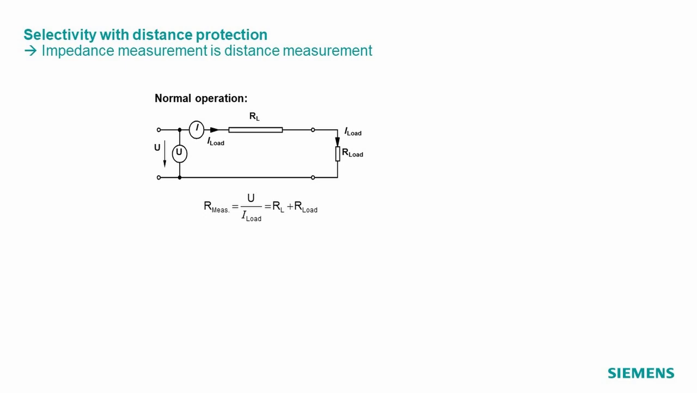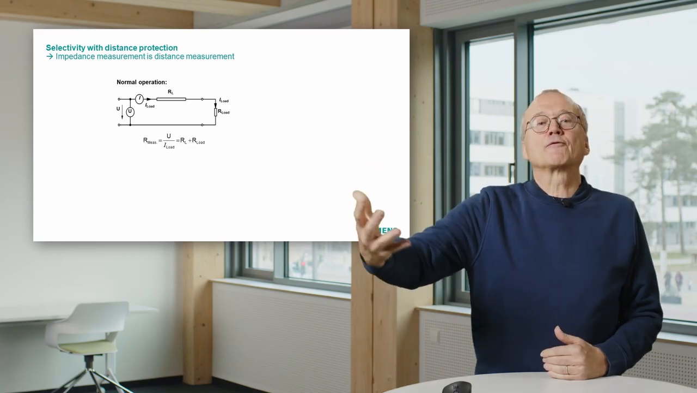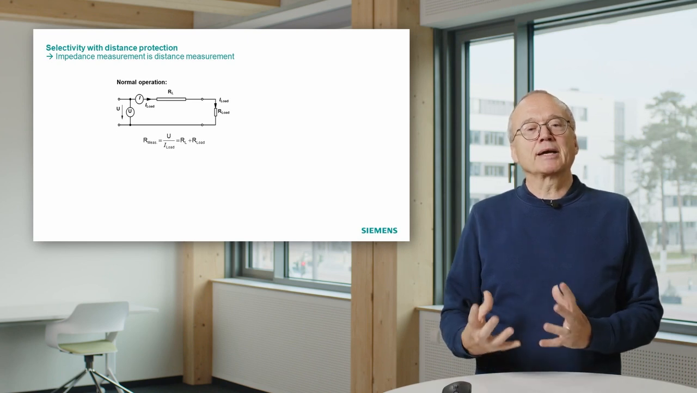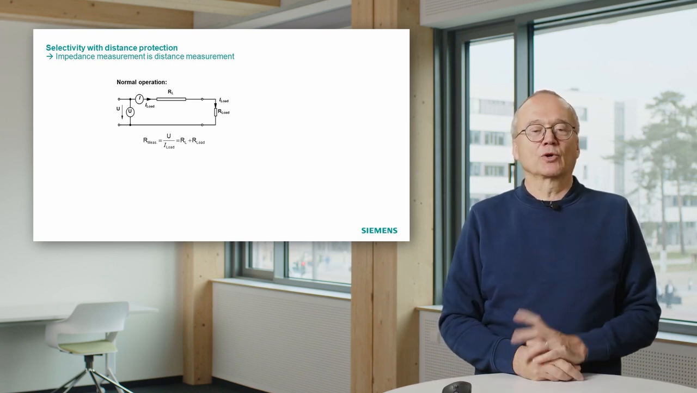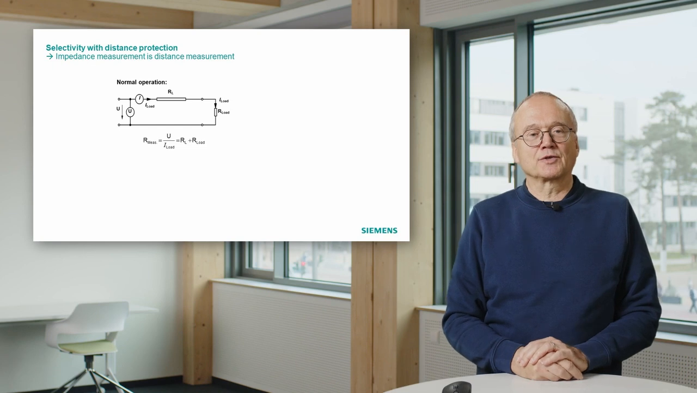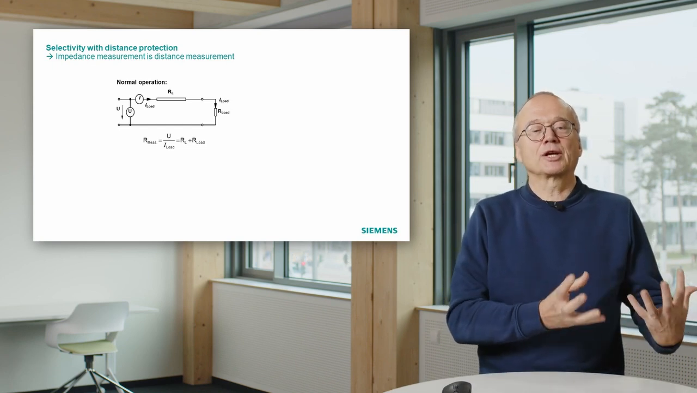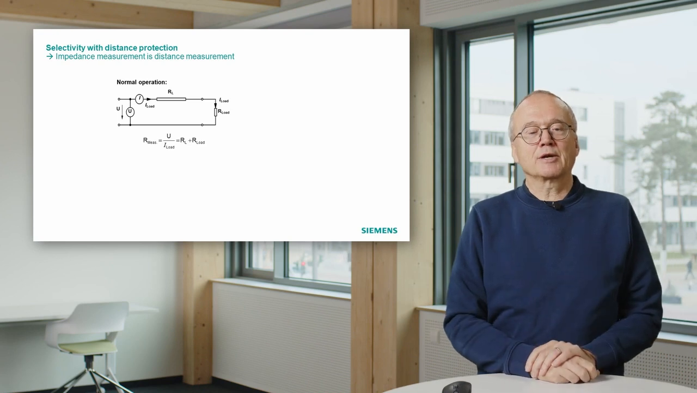As a first approach, I make a very simple replica of the line. I just represent the line by a resistance. I know that's not true, but to understand the principle, it's a good way. That means we assume we have a line. Beyond the line, we have the rest of the system, and we replace that by just an equivalent resistor, in this picture called the load resistor. And at the beginning of the line, we measure the voltage and the current and can calculate the impedance.